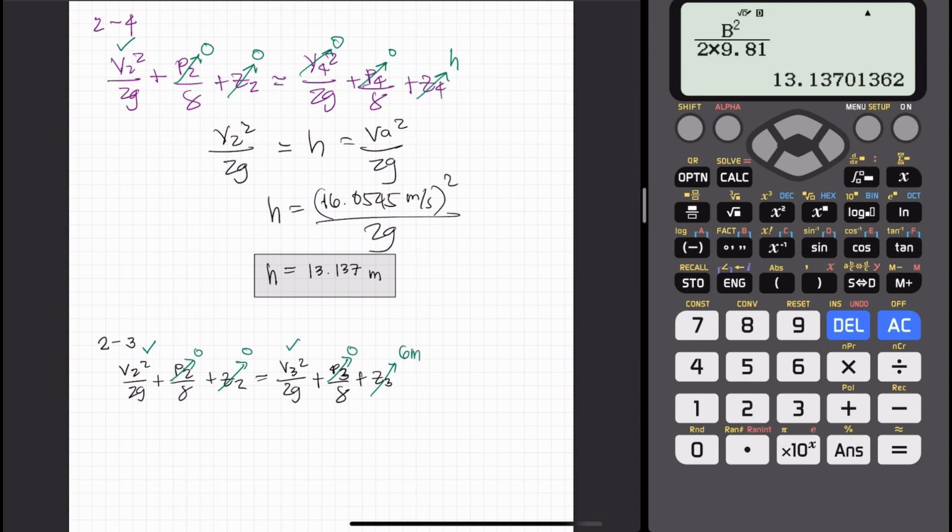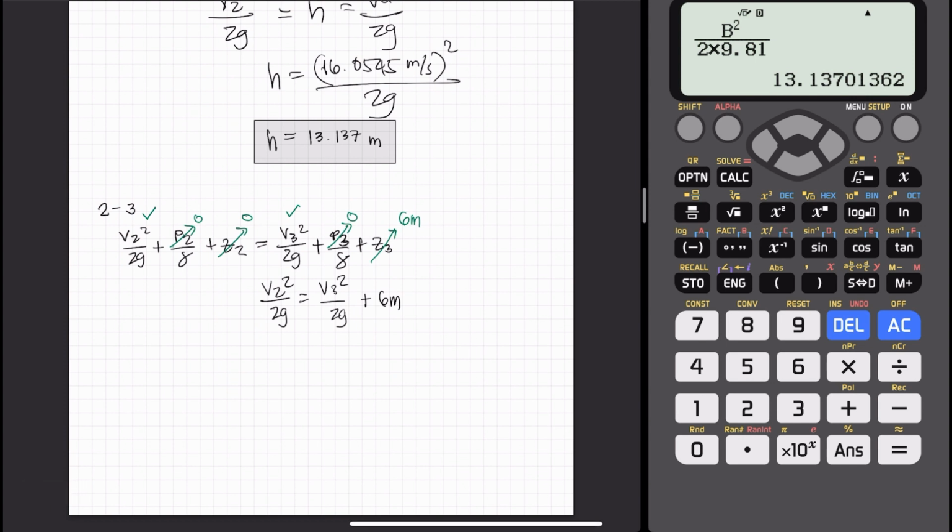Z3 is equal to 6 meters. Dahil ang hinahanap natin is 6 meters above the tip of the nozzle. So, ang natitira sa atin dyan ay V2 squared over 2G is equal to V3 squared over 2G plus 6 meters. So, ang hinahanap sa atin ay diameter of the jet 6 meters above the tip of the nozzle. So, kapag nakuha natin ng velocity, pwede natin kunin ngayon. Pag nakuha natin ng velocity 3, pwede natin siyang gamitin ngayon to compute for the area that would give us the diameter of the jet. Okay? So, yung V2 natin, so with this, makukompute natin ng V3.